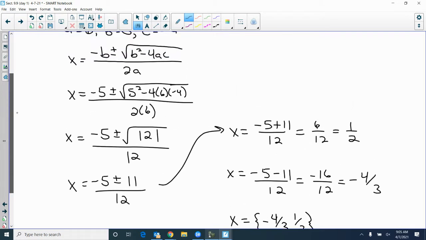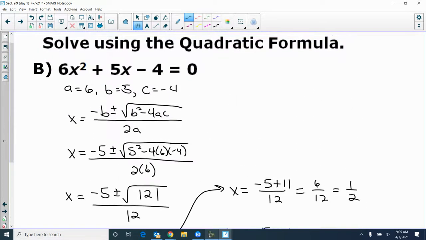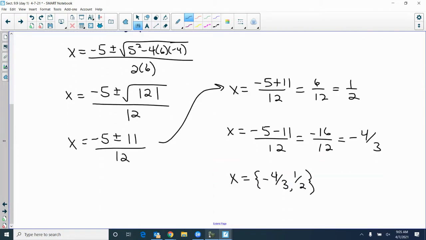So those are our two answers. So I get x equals negative 4/3 and positive 1/2. Now this is a little bit harder to check because you got to plug in 1/2, and so that would be a little bit more tedious. So we're not going to do that one. But that's the idea. And this is just using that formula.